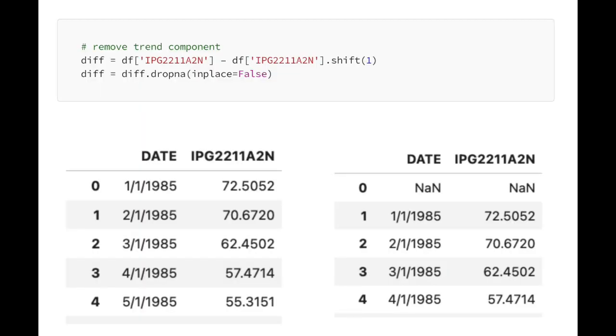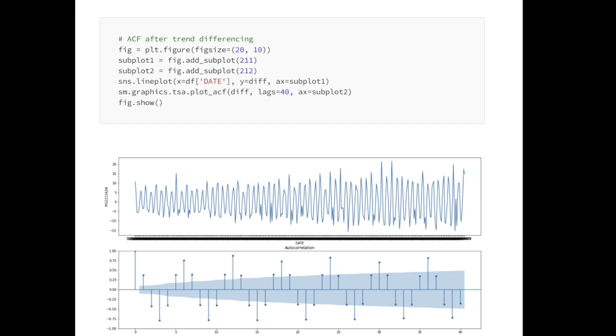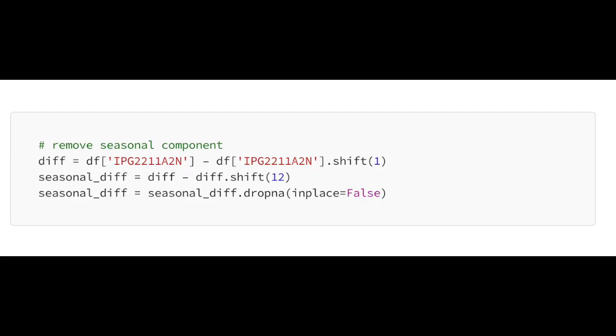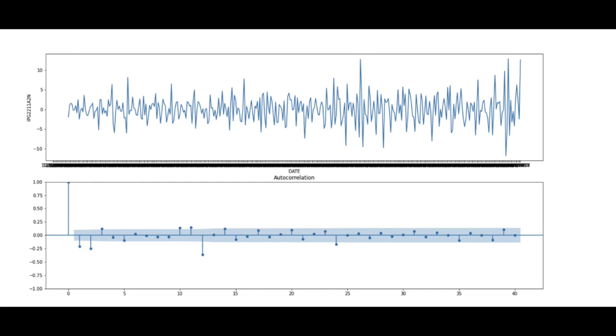If you want to remove the trend, we use shift one and take a difference. And here is an example. And if you want to remove the seasonality, you can try different lags, that is 12, 24, 36, whichever works for you. You can check; for this case 12 is working.